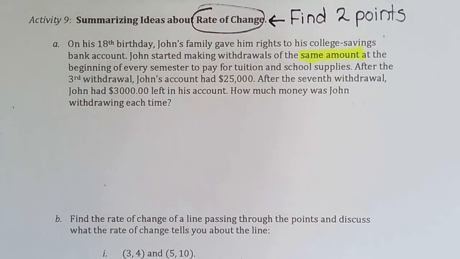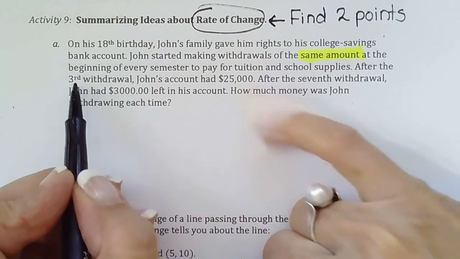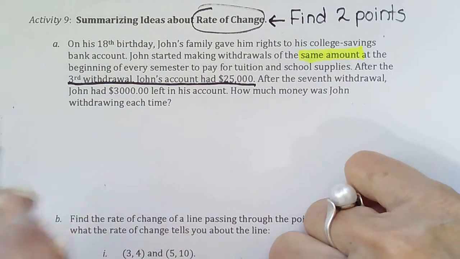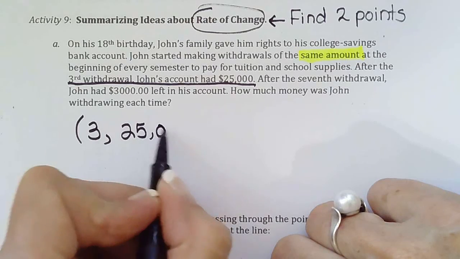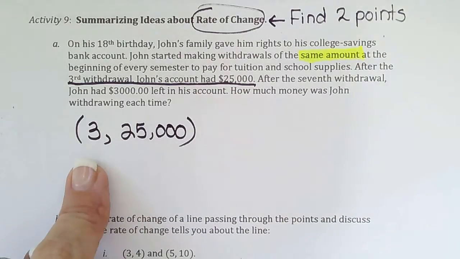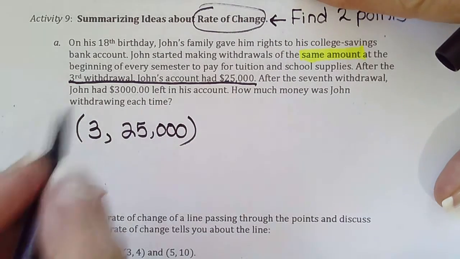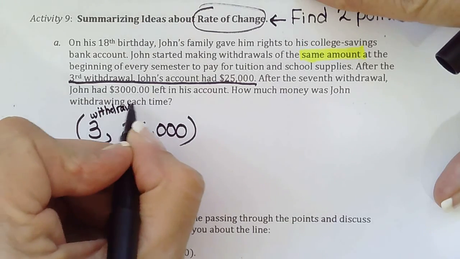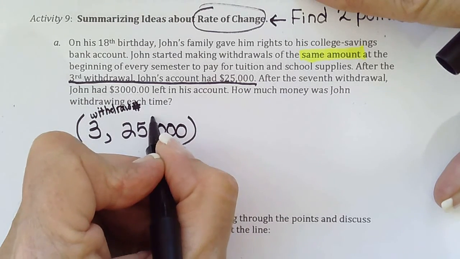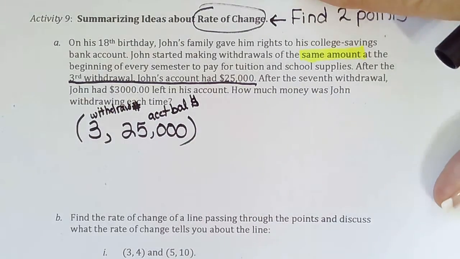So now we have third withdrawal, $25,000. That tells me this is the first point. And we don't have a time here. So third is kind of time. I told you time goes first, but if I can't really see one that's time, I just keep it in the order they gave me. So this is the withdrawal number, and this is the account balance in dollars, because we're going to need that.